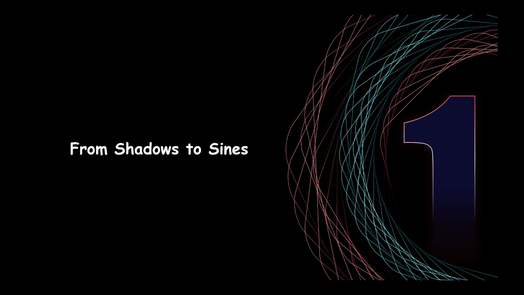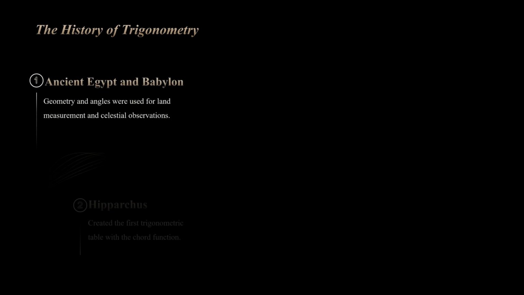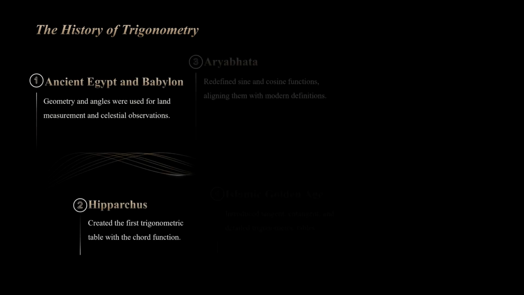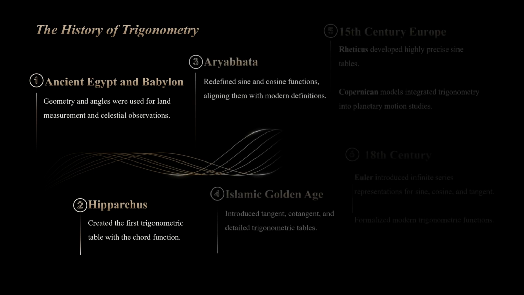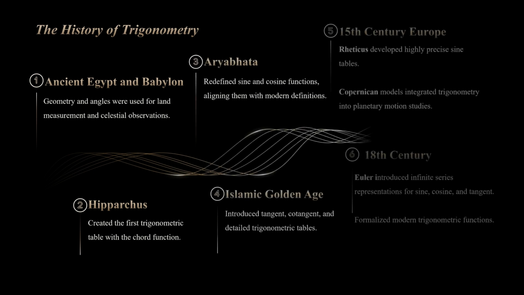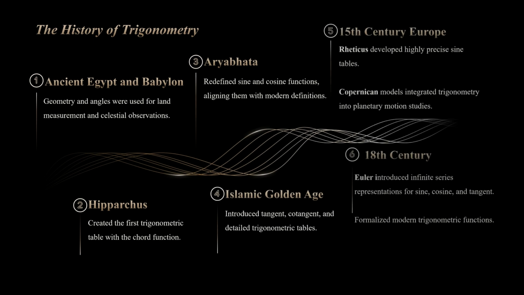To start, let's dive into the origin and evolution of trigonometry. The history of trigonometry spans thousands of years, beginning in ancient Egypt and Babylon, where geometry served practical purposes. By the 2nd century, Hipparchus introduced the first trigonometric table. Indian mathematicians like Aryabhata refined sine functions, while scholars of the Islamic Golden Age introduced tangent and cotangent functions, advancing the field further. By the 15th century, Europe applied trigonometry to navigation and astronomy, with Euler in the 18th century defining its modern form. Today, trigonometry has become a universal mathematical language.